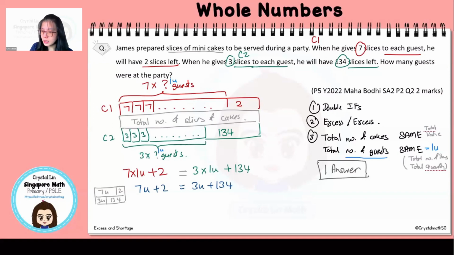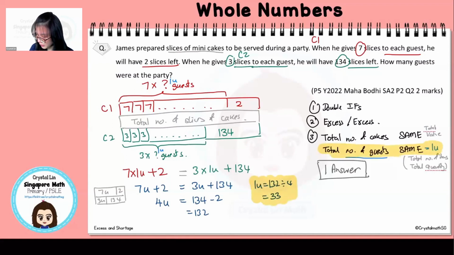Okay? You can see that in terms of units, 7 units minus 3 units is 4 units. Value minus value, 134 minus 2 is 132. Then I'll be able to find 1 unit. So what did I say about 1 unit just now? 1 unit is the total number of guests. What's the total number of guests?